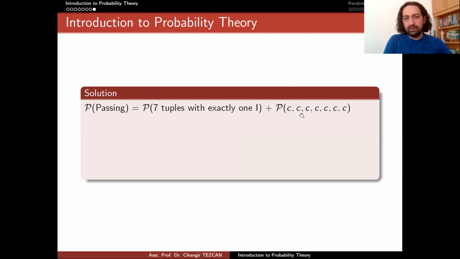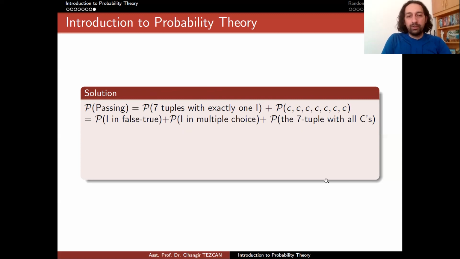As you can see, these events are completely disjoint, so the probability of either of them happening is the probability of one event plus the probability of the other event. We can actually divide the first part into 2 separate parts because we have different kinds of questions: true false questions and multiple choice questions. So first, let's calculate the probability of the incorrect answer being in the true false answers.